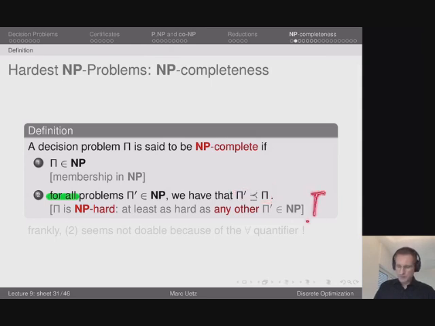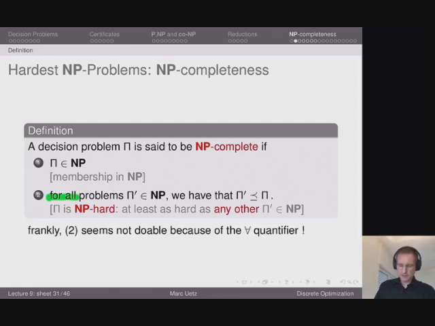The second property is also called NP hardness. So a problem is NP complete if it's a member of NP and if it's NP hard, so at least as hard as any other problem in the class. Frankly, if you think about this definition, it might seem totally impractical at first sight, because this second point seems to be undoable. How can I ever show that all the problems in NP reduce to my problem? But of course, this works because of transitivity. I will come back to that in a second.